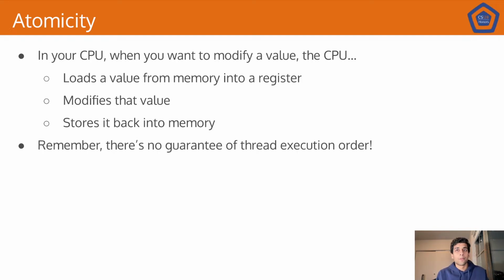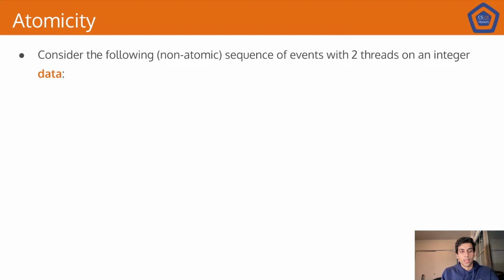Okay, and from the last 3 lectures, we've been reinforcing that there's no guarantee of thread execution order. So if you have 2 threads running at a time, you can't guarantee the order that they're operating. Okay, so let's consider this non-atomic sequence of events with 2 threads and some integer data. We'll initialize our data to be 0, and we're going to be adding 1 to data from each thread.